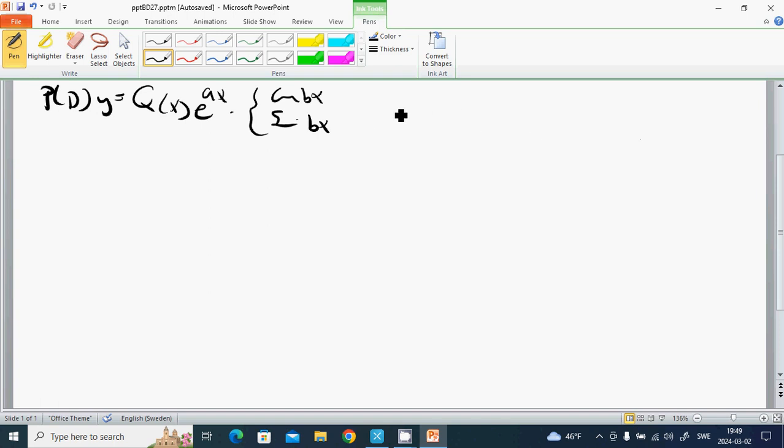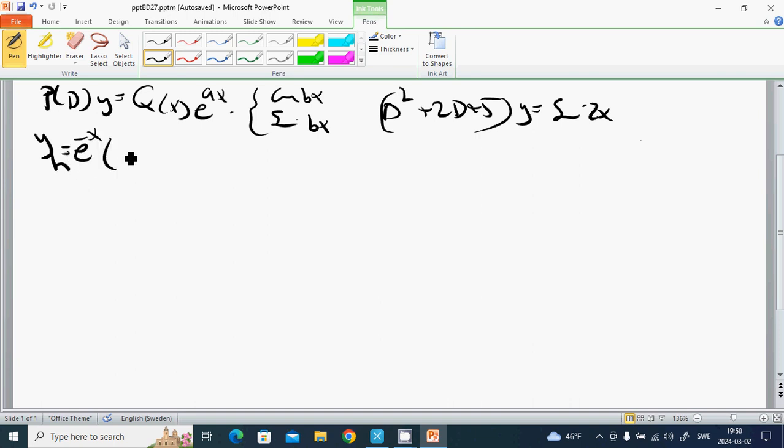Example: (D² + 2D + 5)y equals sin 2x, and y_h equals e^(-x)(a sin 2x plus b cos 2x), because D₁,₂ equals -1 plus or minus 2j, where 2j is this expression and minus is this.